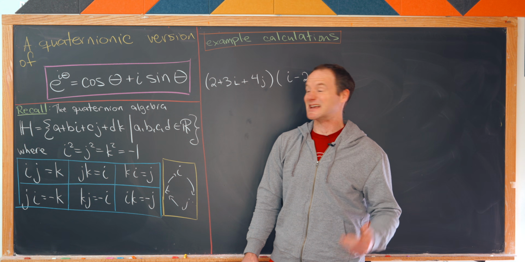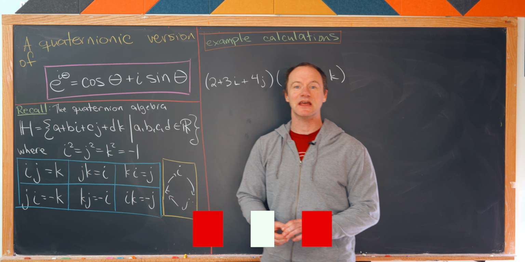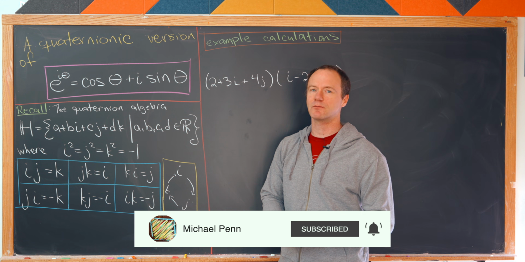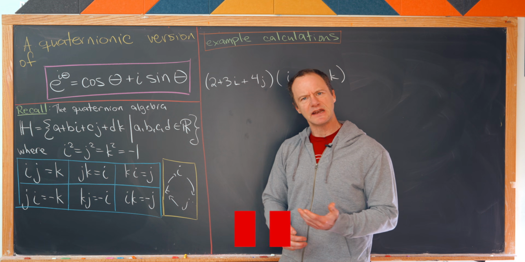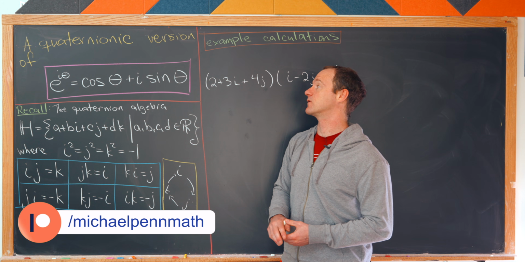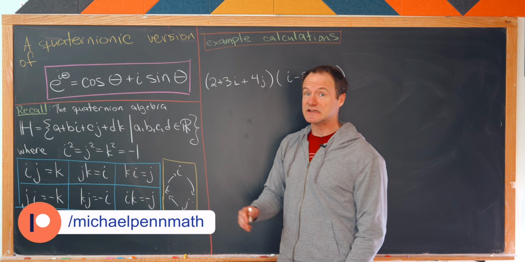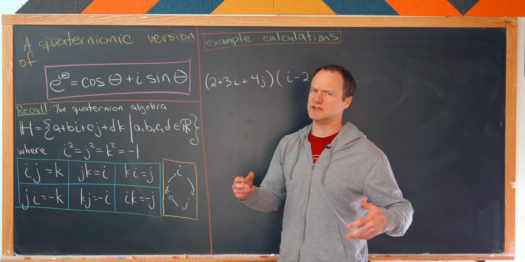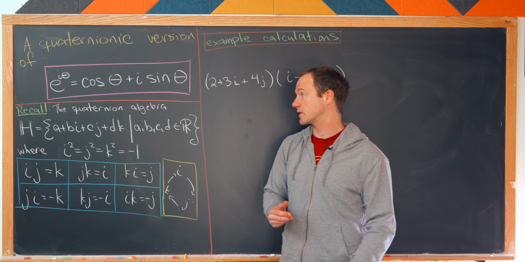We're going to look at a nice extension of what might be the internet's favorite math formula. That's Euler's formula for the complex exponential. In particular, today we're going to look at what I'll call a quaternionic version of e to the i theta equals cosine theta plus i sine theta. This is, again, Euler's famous formula.